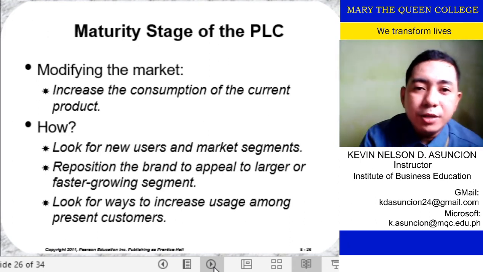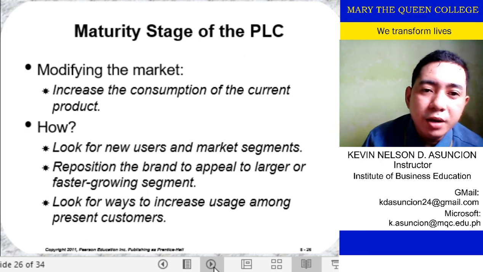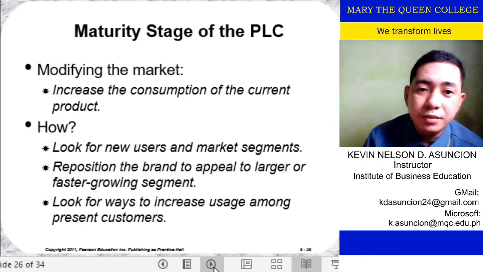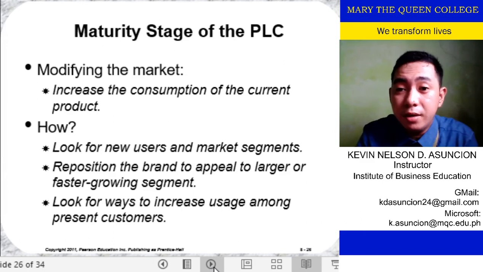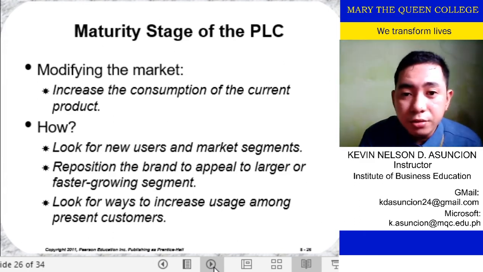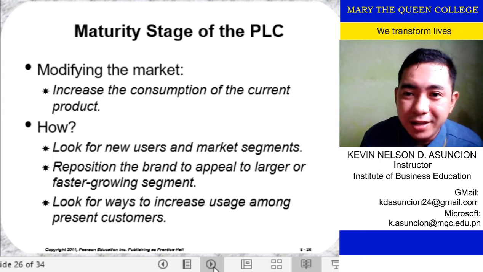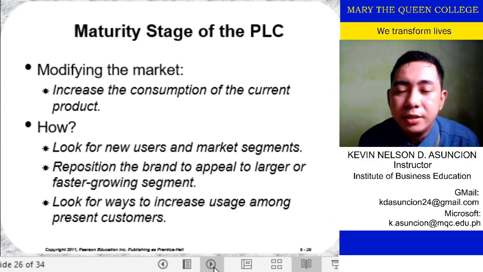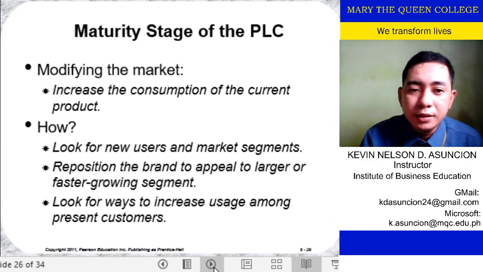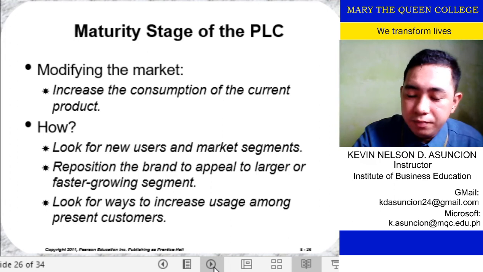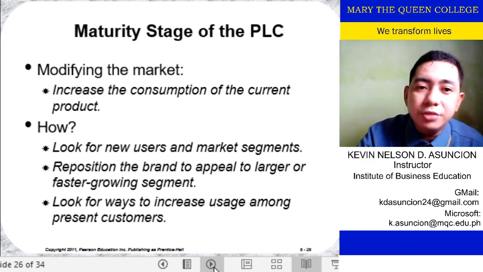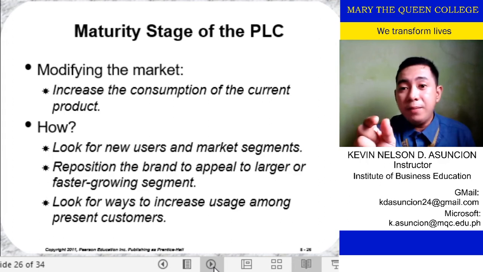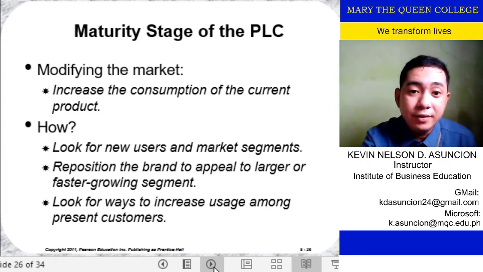Okay, so on maturity stage of the PLC, when you modify your market, you increase the consumption of the current product. So in-expand mo yung market. Look for new users and market segments. Baka may potential pa yan na ma-reach na ibang tao. Or reposition the brand to appeal to a larger, faster-growing segment. And look for ways to increase usage among present customers. That's when we do modification ng market. So, yung dating binebentahan mo, baka meron pang pwedeng bentahan outside.